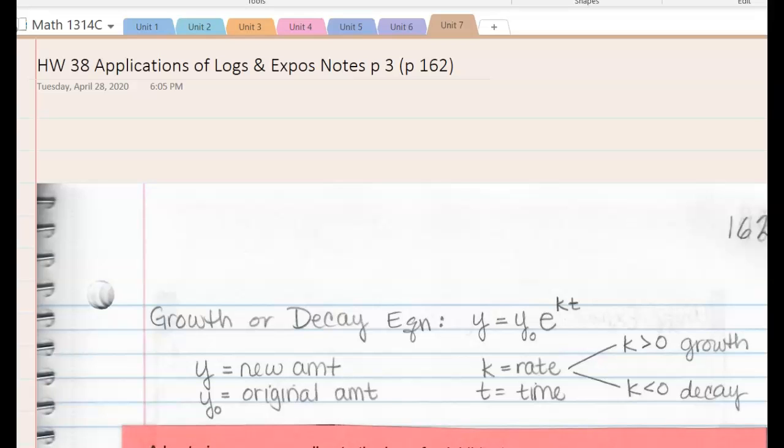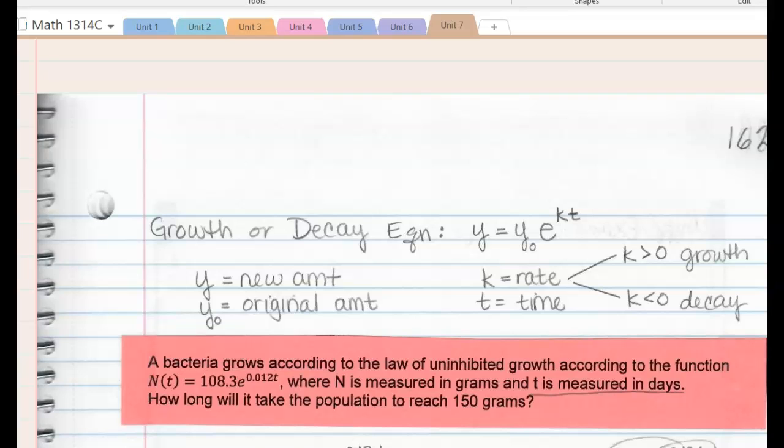This video will cover the third page of notes on the topic Applications of Logs and Exponents. In the last video, we covered PERT, where we had an equation that said A is equal to P times e to the RT. In this video, we're going to talk about growth and decay equations, and we're going to have this equation that says y is equal to y sub 0, or y naught, times e to the kt.